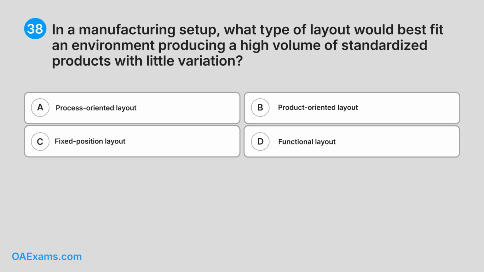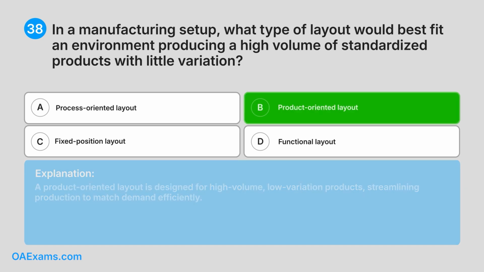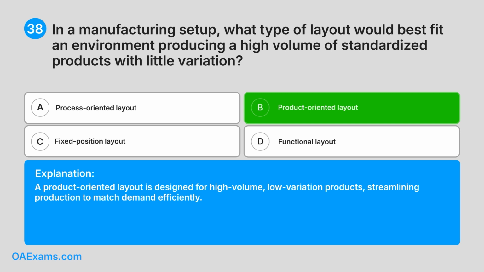38. In a manufacturing setup, what type of layout would best fit an environment producing a high volume of standardized products with little variation? A. Process-oriented layout. B. Product-oriented layout. C. Fixed position layout. D. Functional layout. Do you know the answer? Correct answer. B. Product-oriented layout. Explanation. A product-oriented layout is designed for high-volume, low-variation products, streamlining production to match demand efficiently.